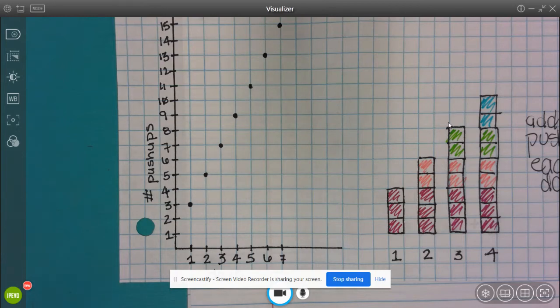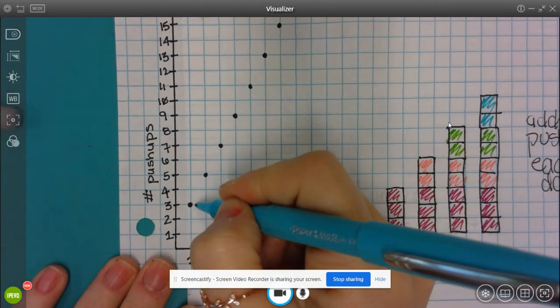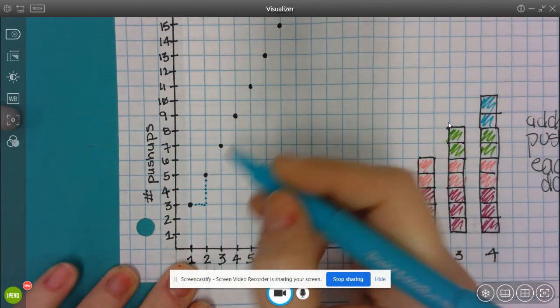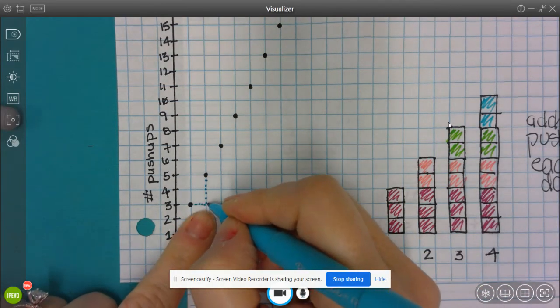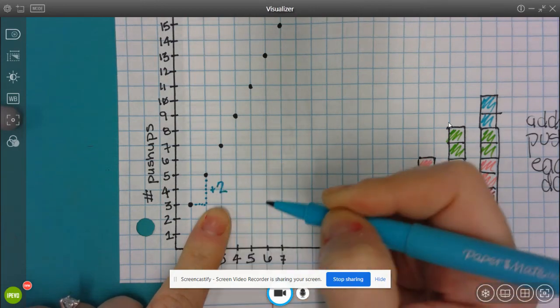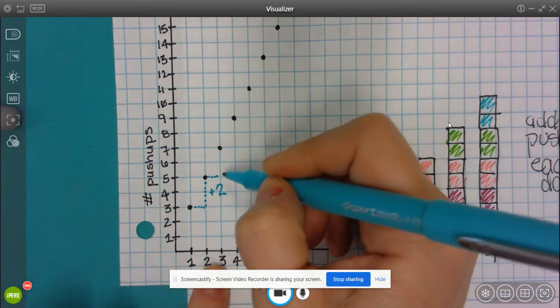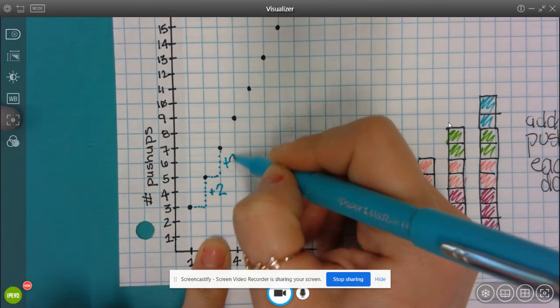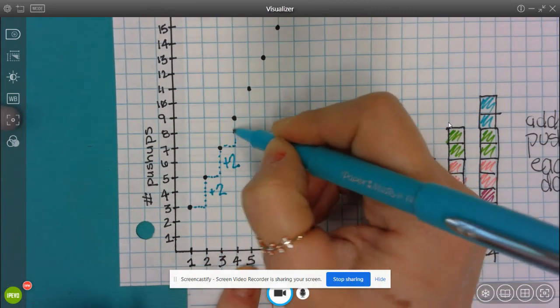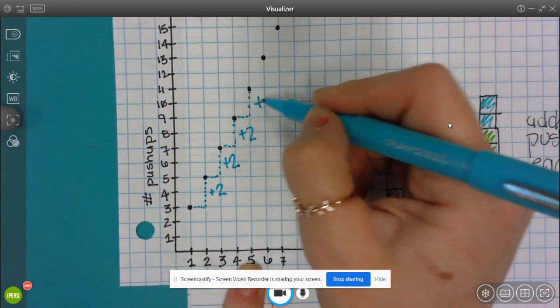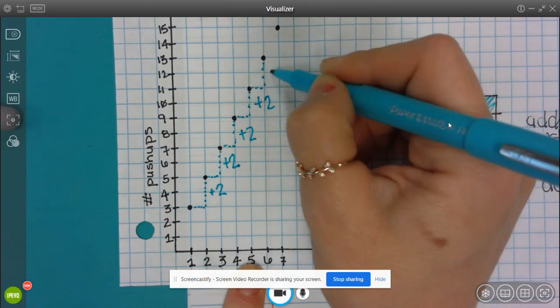Now, because I want to make sure that I can see that pattern of +2, I'm going to look at this change here. Here is my increase of 1 day and my increase of 2 push-ups vertically. I moved to day 3 and I have gone up 2 push-ups. I moved to day 4, I have gone up 2 more push-ups. So I continue to see that vertical change of +2 as well.